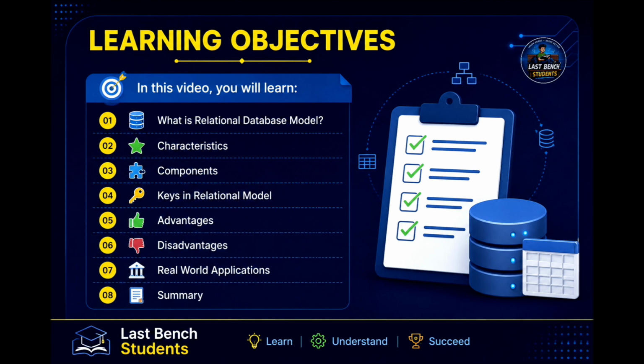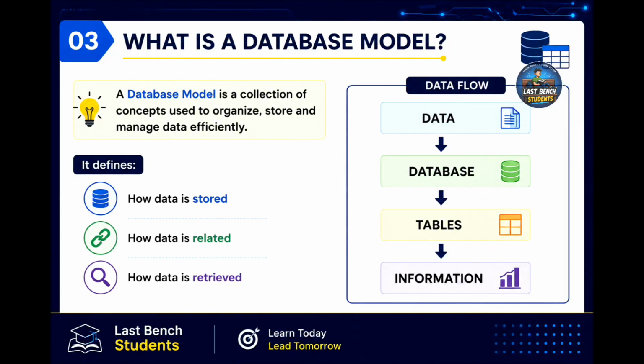Let's begin with the basics. Let's begin by understanding what a database model is. A database model is a collection of concepts used to organize, store, and manage data efficiently. It defines how data is stored, how different data are related, and how information is retrieved from the database. Now let's move on to the Relational Database Model.